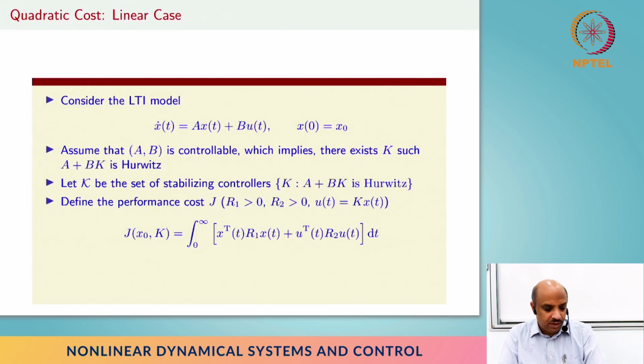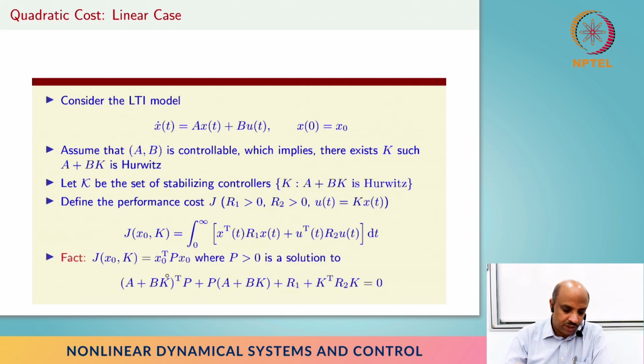So we're going to define a performance cost J in terms of the parameters R1, R2, and we will specifically assume that the feedback control is linear control. So u is K times x, where K belongs to this script K set, the stabilizing controllers. The performance cost J of x0, K is given by this quadratic integral, and we can state that this cost can be computed through a simple quadratic function involving this matrix P, where P is the positive definite solution to this equation.